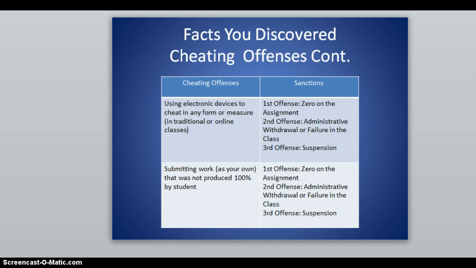Using electronic devices to cheat in any form or measure in traditional or online classes. The first offense for this will result in a 0 on the assignment. Second offense, administrative withdrawal or failure in the class. Third offense, suspension. Submitting work as your own that was not produced 100% by the student. First offense for this will result in a 0 on the assignment. Second offense, administrative withdrawal or failure in the class. Third offense, suspension.